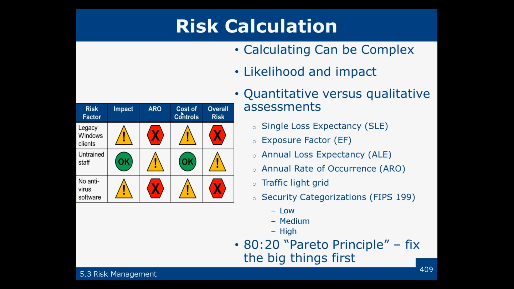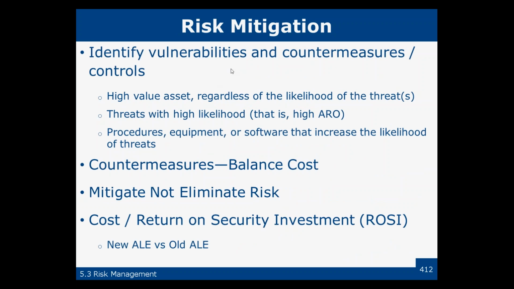And we want to do that. The Marines have a thing called the 80% solution, where when you're 80% sure of something, you start doing it. Mitigation is to reduce the risk. We can do that when we identify the vulnerabilities and countermeasure controls for high value assets regardless of the likelihood of the threats, because the high value items, the ones that are critical to keeping the company running, have to be protected, period.